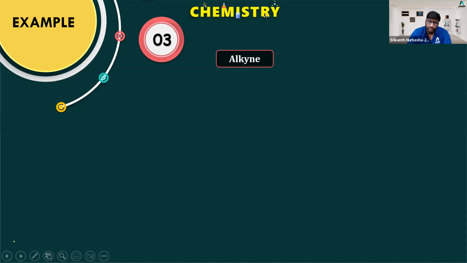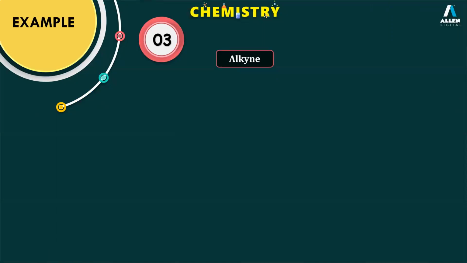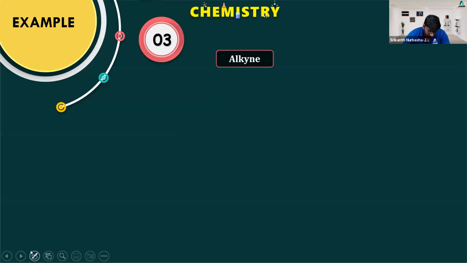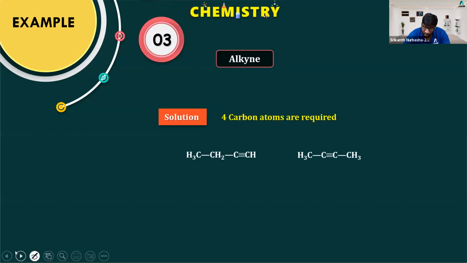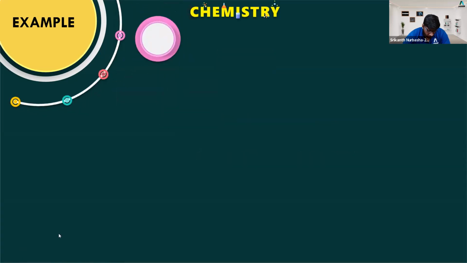For alkyne? 4. For alkyne also the same, right? Same as that of alkene. So you can have a minimum of 4 carbon atoms, CH3 CH2 C triple bond CH, CH3 C triple bond C CH3. A minimum of 4 carbon atoms is required to show positional isomerism in the alkyne.